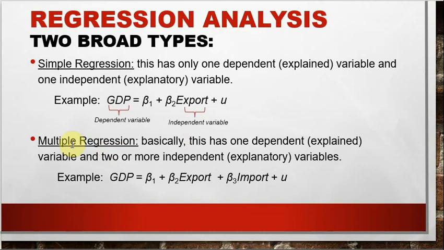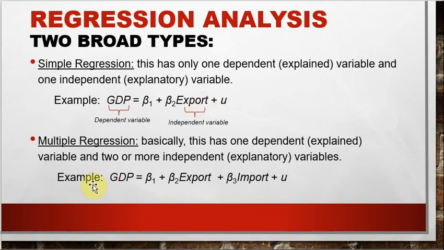Now let's get to multiple regression analysis. Basically, this has to do with one dependent variable, which is the explained variable, and two or more independent variables. So the key difference between simple and multiple is that in multiple, the independent variables are more than one, whereas in simple there is only one.